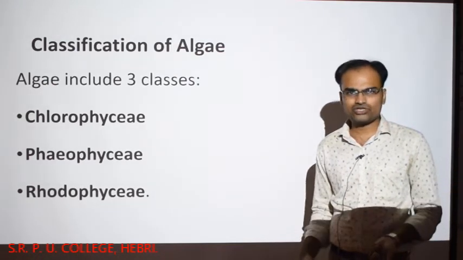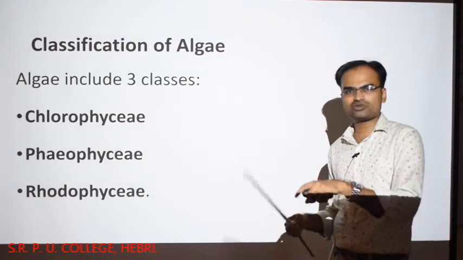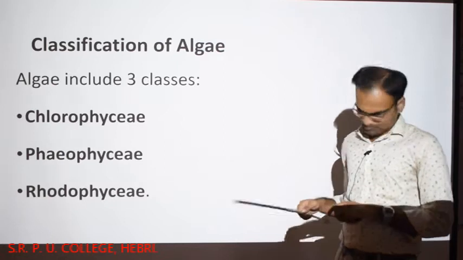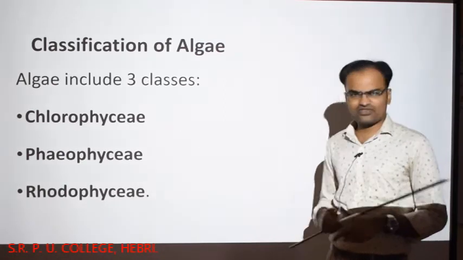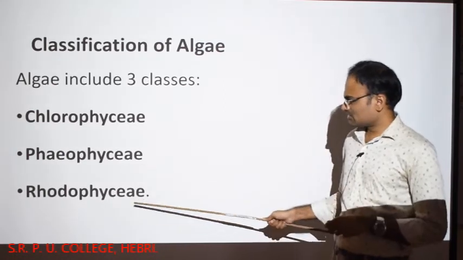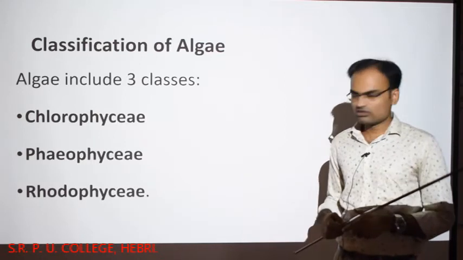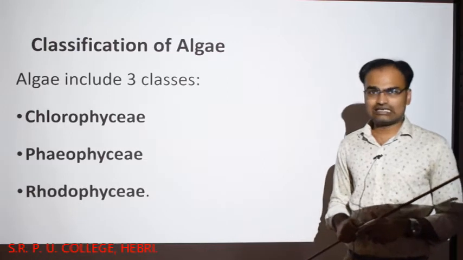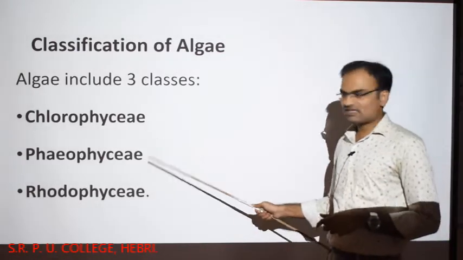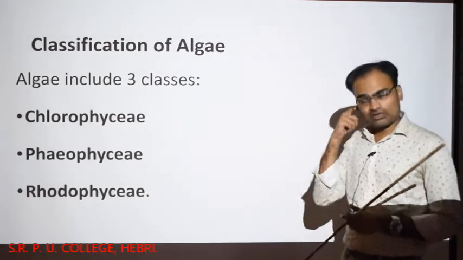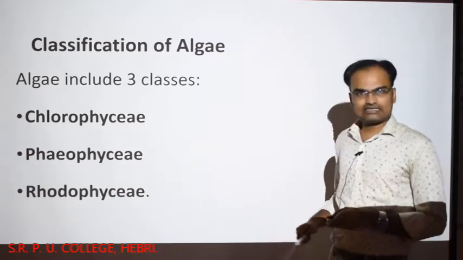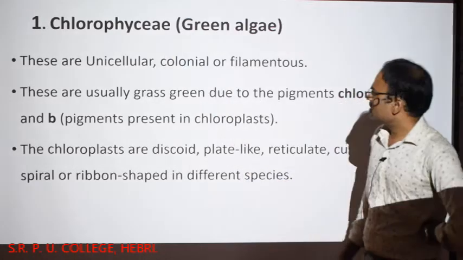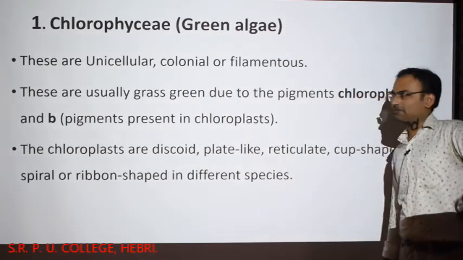Algae is a division, and next comes the class. So the first class is called Chlorophyceae, the second is called Phaeophyceae, the third class is called Rhodophyceae. The common name for Chlorophyceae is green algae, for Phaeophyceae it is brown algae, and for Rhodophyceae, red algae.